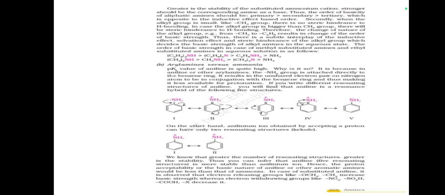five structures. On the other hand, the anilinium ion obtained by accepting a proton can have only two resonating structures. We know that the greater the number of resonating structures, the greater is the stability. Thus, you can infer that aniline, with five resonating structures, is more stable than the anilinium ion, and hence the proton acceptability or the basic nature of aniline or other aromatic amines would be less than that of ammonia.